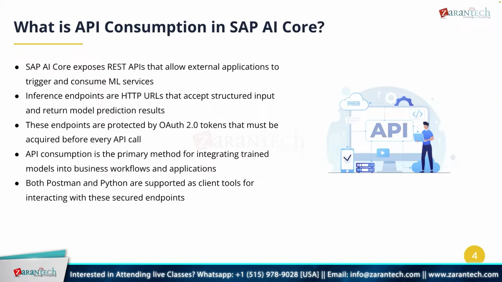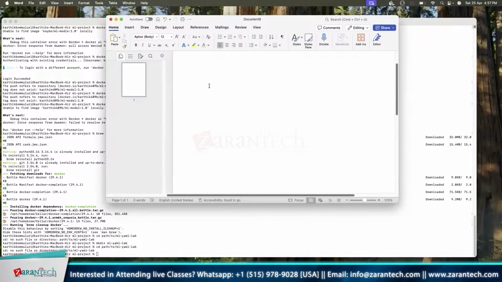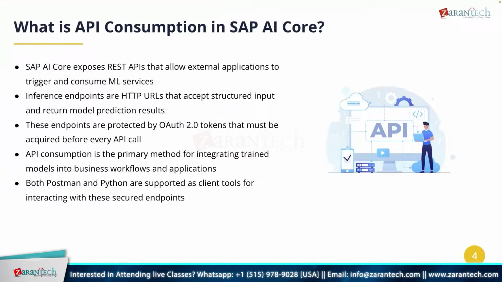In simple terms, let me put my notepad here. An AI model calls an API and then it pushes the data to continue the process. Right. So why do we need this, going back to the session again. So why do we need this API consumption?